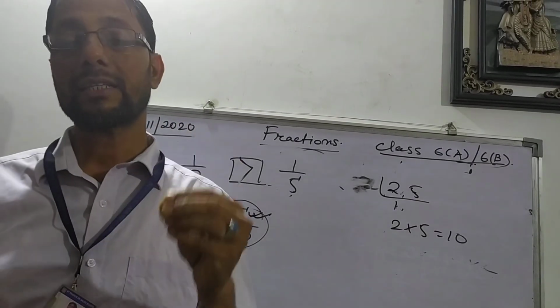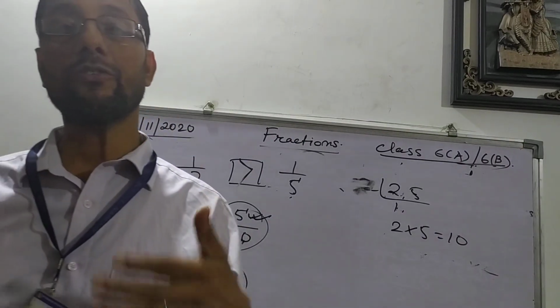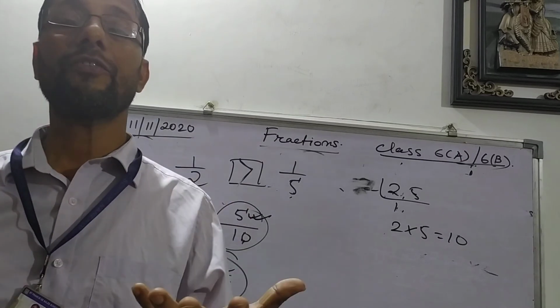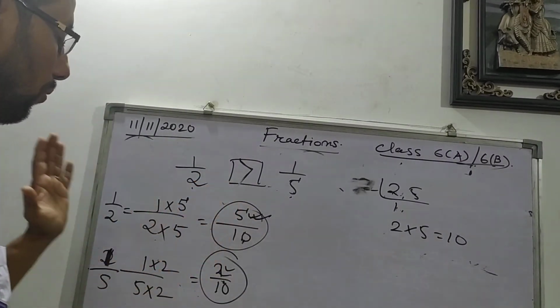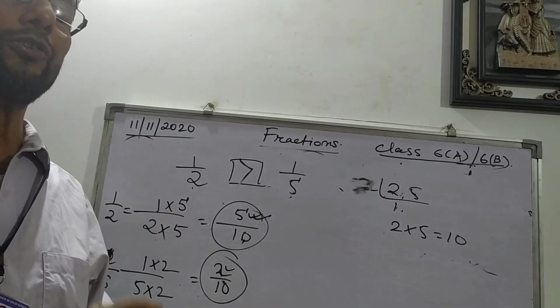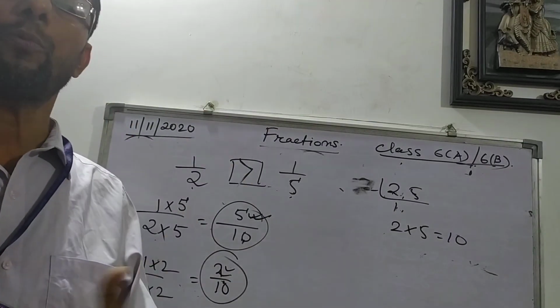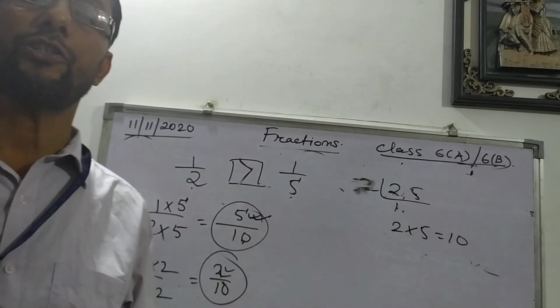So in the next class we might be discussing how we can add fractions. Those things we will discuss later. This much only we will do today. We are not going to discuss anything more. First of all, you should learn how to convert a fraction into like fraction. Hope students, you have understood today's class on how to convert a fraction into like fraction.